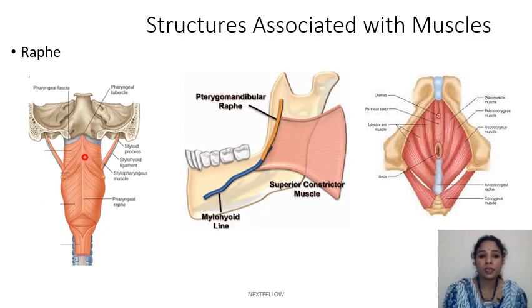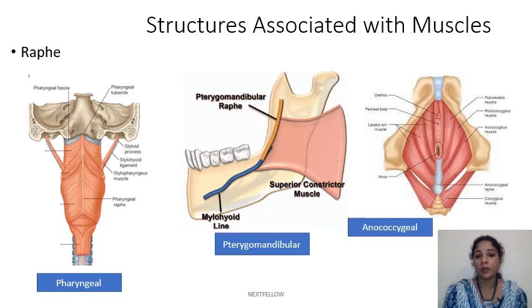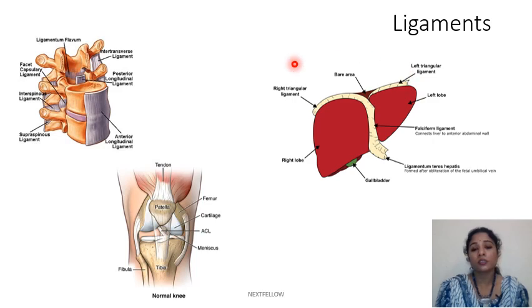So you can see the median pharyngeal raphe here, where the superior, middle and the inferior constrictors all meet in the midline, forming a wide tendinous ridge, which is called the pharyngeal raphe. And pterygomandibular raphe, where we can see the superior constrictor muscle attaches to a tendinous intersection called the pterygomandibular raphe. And even the anococcygeal raphe, where the levator ani and coccygeus muscles converge. Pharyngeal, pterygomandibular and anococcygeal raphe. So that was about the raphe.